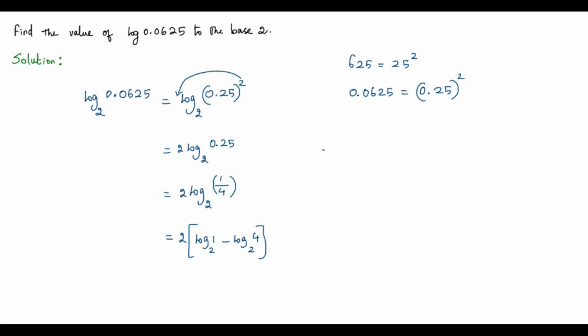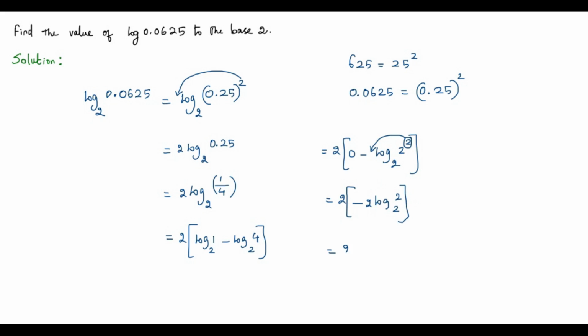Okay, in the next step 2 times, the value of log 1 to any base is 0, so this logarithm will become 0 minus log, this 4 can be written as 2 square to the base 2. So 2 times minus, now we can get this exponent in front of the logarithm, then we get minus 2 log 2 to the base 2. Here the argument and base both are equal, so the value of this logarithm is 1.